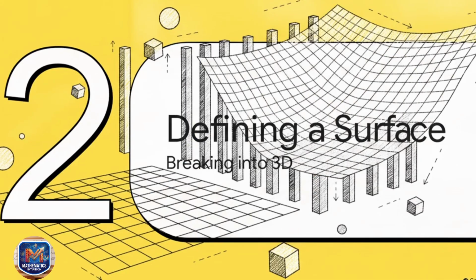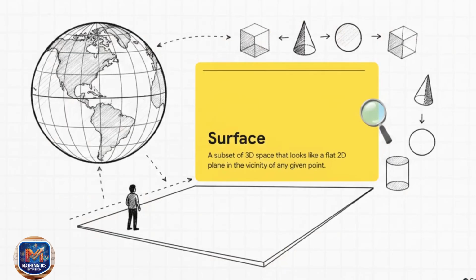All right, moving on to part two, defining a surface, breaking into 3D. So how exactly do we mathematically define a surface once we're working in 3D space? Well, the definition here is just incredibly elegant. Basically, a surface is a subset of 3D space that looks exactly like a piece of a flat 2D plane if you zoom in close enough to any given point.